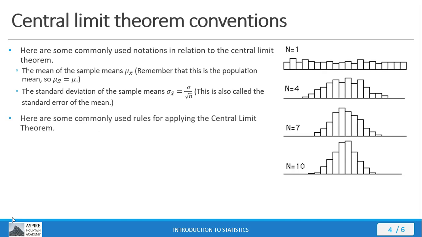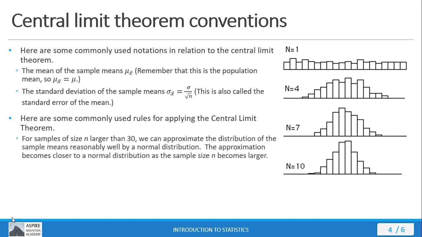Now, some commonly used rules when applying the central limit theorem. First of all, if we have a sample size that's larger than 30, then we can approximate the distribution of the sample means reasonably well with a normal distribution, whatever the original distribution is. So no matter what distribution we're getting our sample data from, if we have a sample size larger than 30, the central limit theorem says we can use a normal distribution as a reasonable approximation.